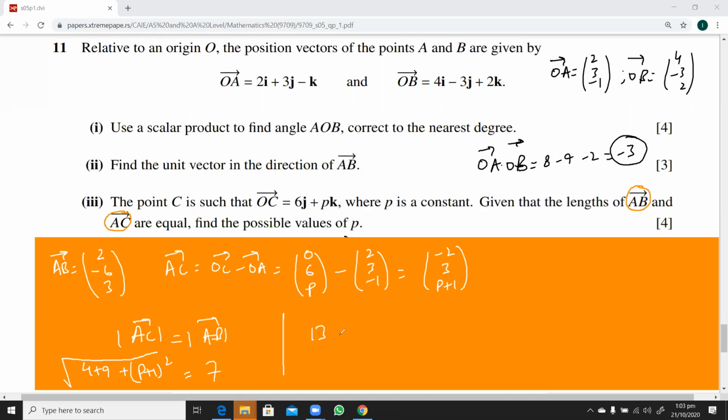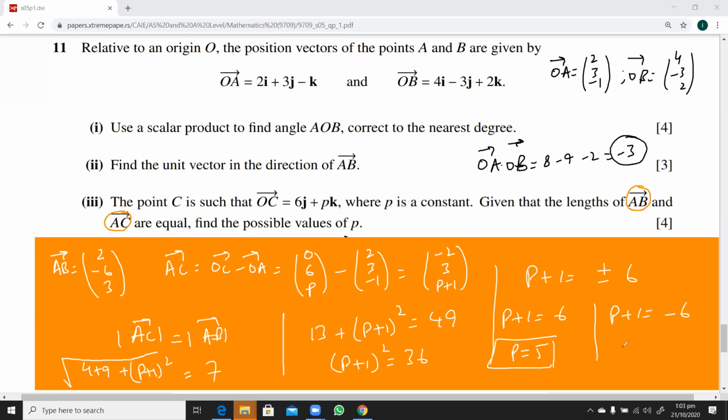So this 13, I will not be expanding this, plus (P plus 1) squared is equal to 49. (P plus 1) squared is 36. And P plus 1 is plus or minus 6. P plus 1 is 6, or P plus 1 is minus 6. So P is either 5 or P is going to be minus 7. That's it, beta.